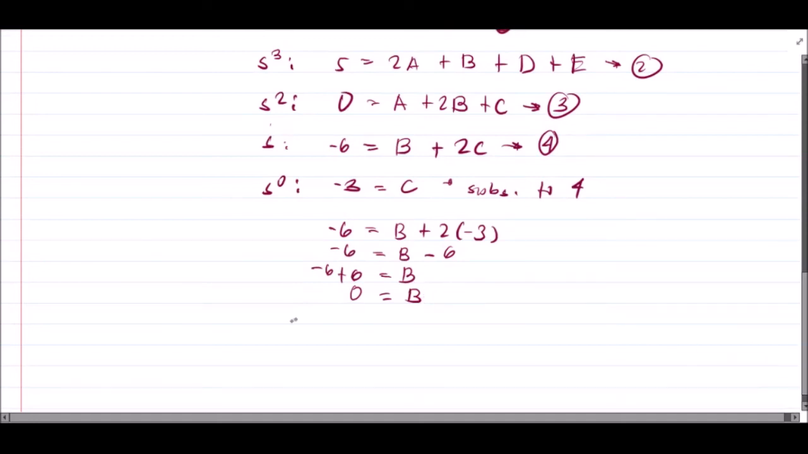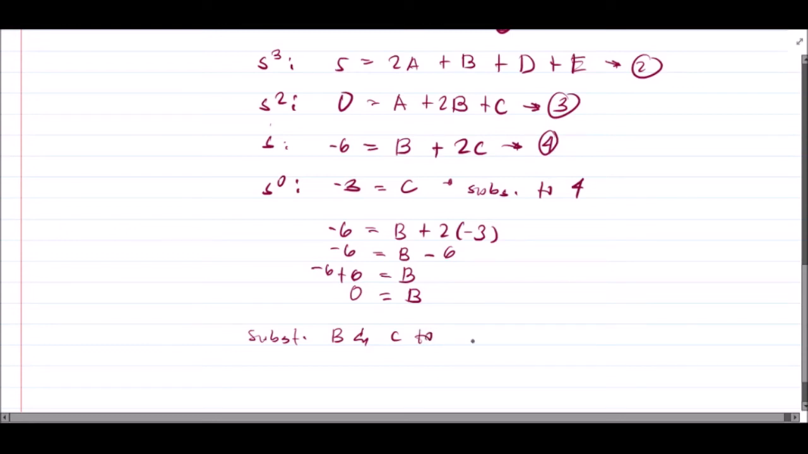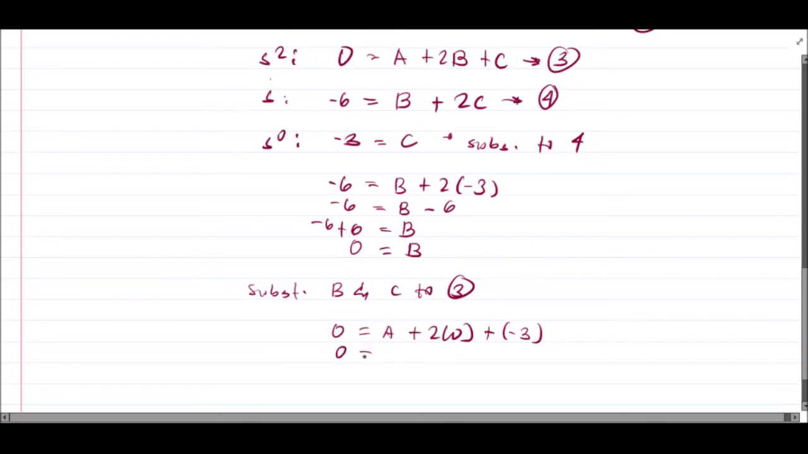Then we could substitute b and c to equation 3, no? So we will have 0 is equal to a plus 2b, so that will be 2 times 0, plus c, that will be plus negative 3. Okay, so we'll end up with 0 is equal to a minus 3, because it's just equal to 0. So transposing that on the other side, 3 is equal to a, so our a is equal to 3, no?